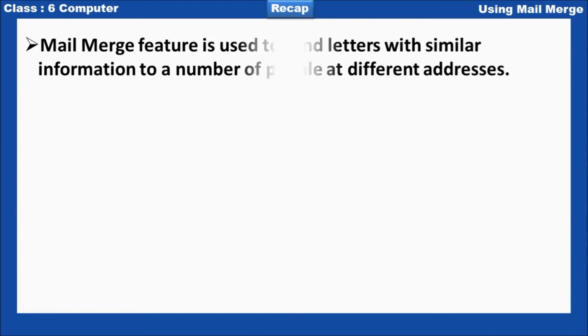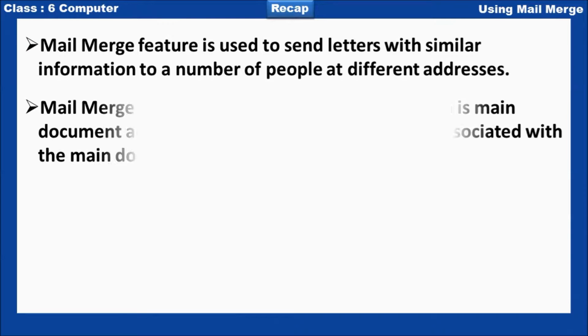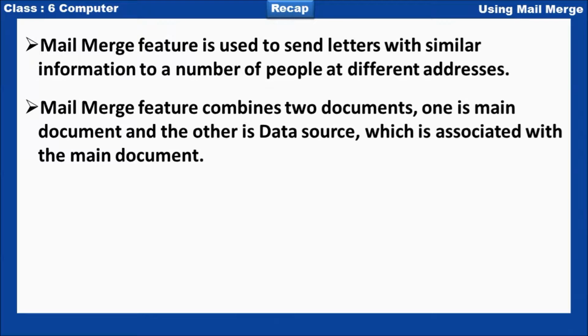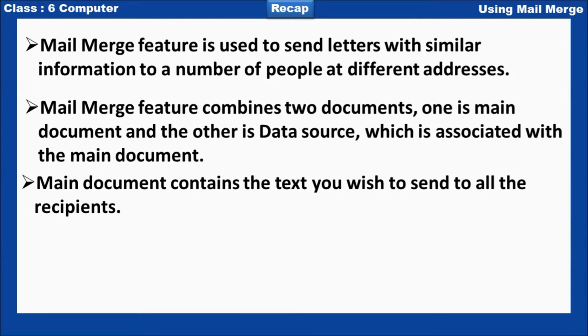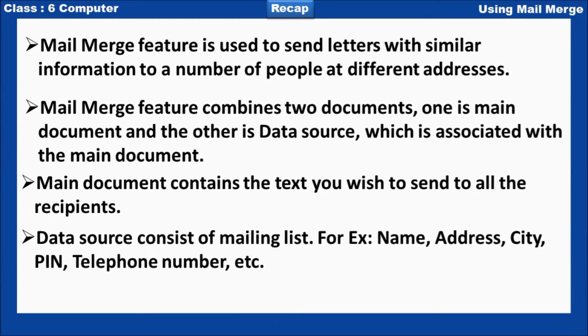Recap. Mail merge feature is used to send letters with similar information to a number of people at different addresses. Mail merge feature combines two documents. One is the main document and the other is the data source, which is associated with the main document. Main document contains the text you wish to send to all the recipients. Data source consists of mailing lists for example, name, address, city, PIN, telephone number, etc.